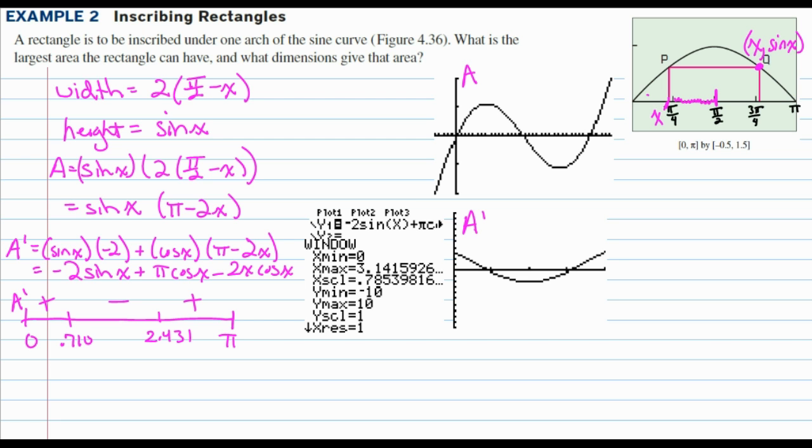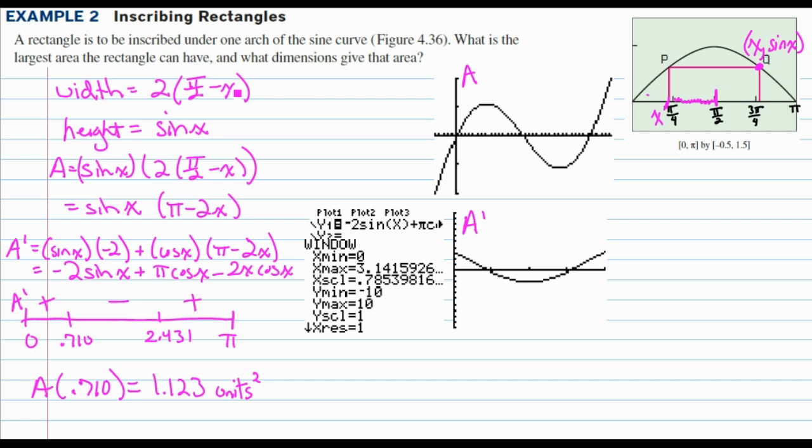So let's do a couple of things first. We're going to find the largest area by simply plugging in 0.710. So A of 0.710. This function back up here, the area function, plugging in 0.710, is going to be 1.123 square units.